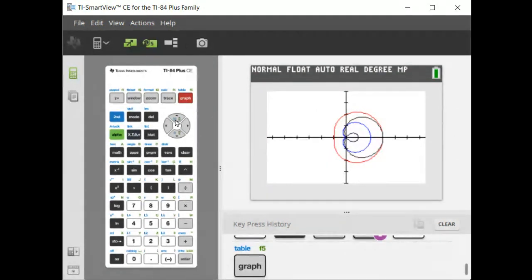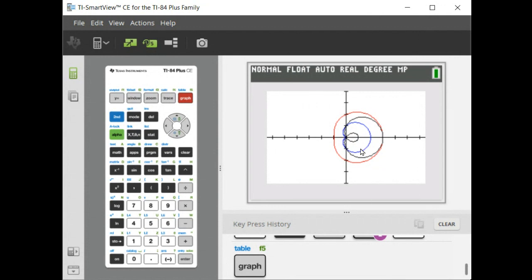All right, so now you can see it's a little bit better. It's not being so squished anymore, so you're not going to think it's a football or an egg or something. So let's look at the first one. The first one was the blue one.